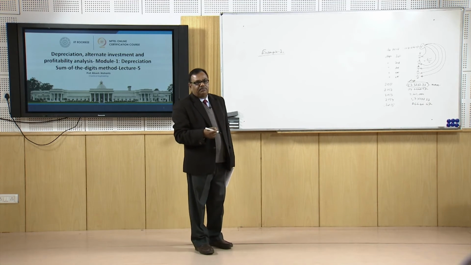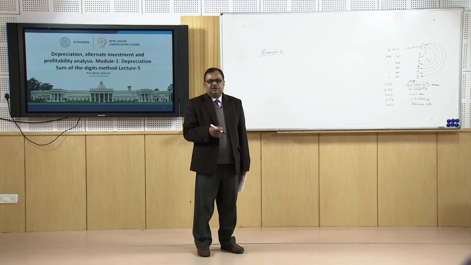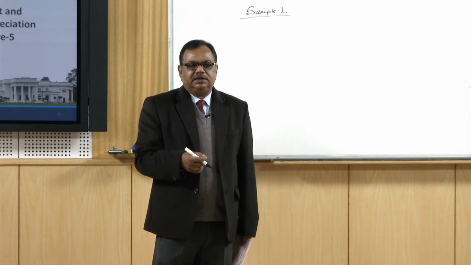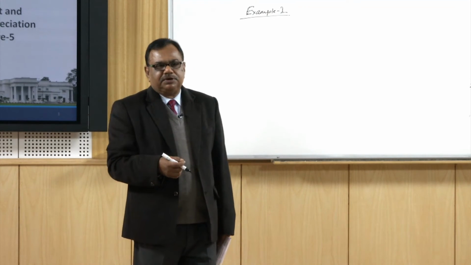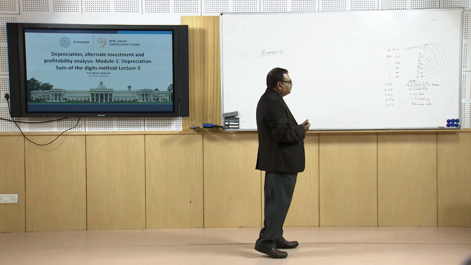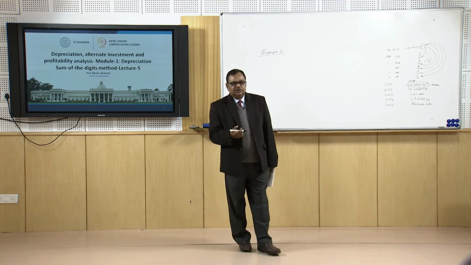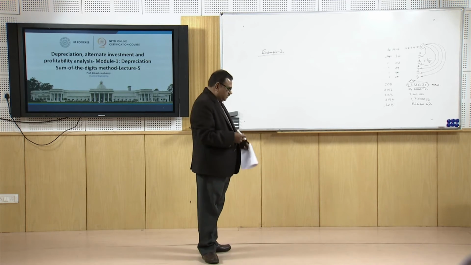Example number 2 says the purchase price of an equipment is 40,000. After the service life of 10 years its salvage value is 0. Determine depreciation expenses each year for the lifespan of the equipment and the book value. Through this problem I want to show you that you can decrease the salvage value up to 0 using this technique.